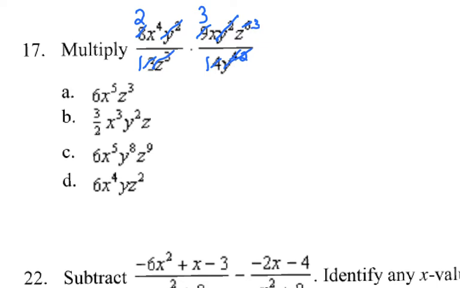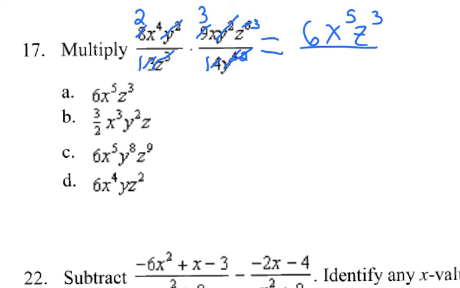After you have simplified everything, you are going to multiply. So let's multiply the numbers first. We have 2 times 3, which is 6. For the x's, we have x to the 4th times x. You need to add the exponents because you're multiplying. So that's x to the 5th. We also have a c cubed, the one that didn't cancel.